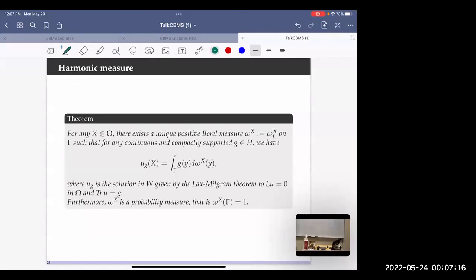Just rough measurable coefficients. And let's go for lunch.